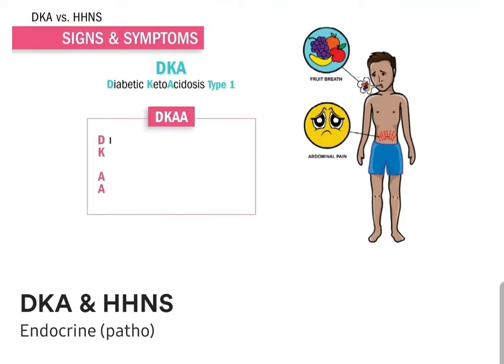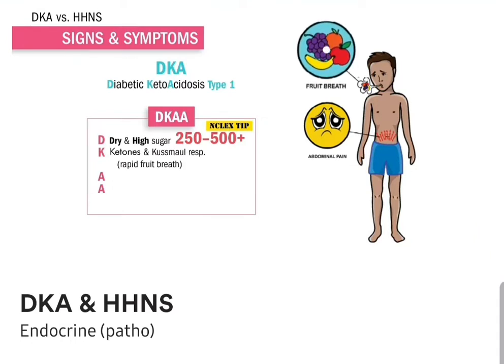So D for a dried body, guys, and high sugar, 250 to 500 from the lack of insulin. Guys, that's a huge key word, 250 to 500 with type 1 diabetics. Now, K is for ketones and Kussmaul respirations, or known as fruity breath. Key words here for the NCLEX, deep, rapid breathing that smells fruity. This is called Kussmaul respirations, so think ketone respirations.